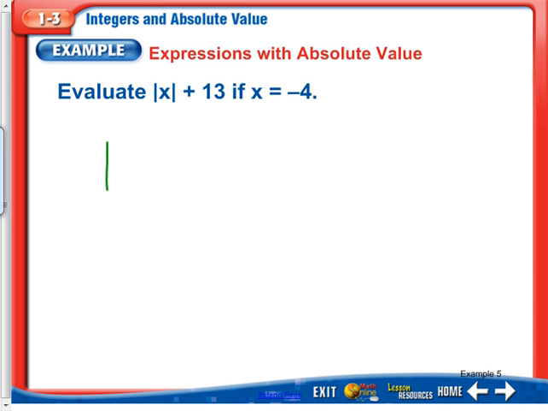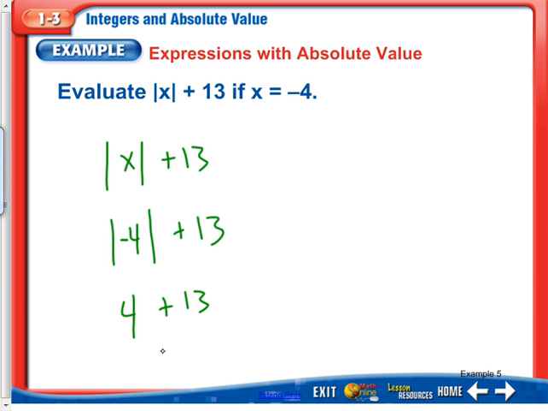All right, so we have the absolute value of x plus 13, and then we have to substitute. So the next step, we will keep the absolute value symbol. We will substitute negative 4 in, and we're still adding 13. Okay, so how far is negative 4 from 0? Well, it's 4 units. So now I can get rid of the absolute value sign, and we're going to add 13. So 4 plus 13, that's 17. Okay, and we're done.